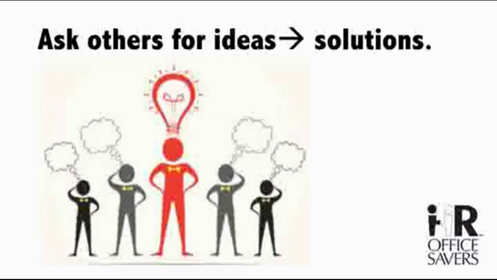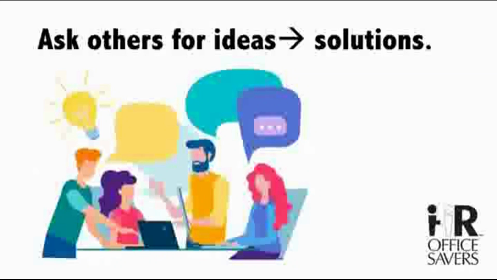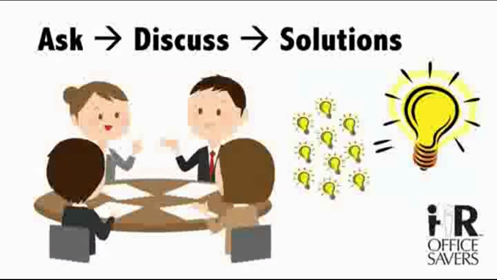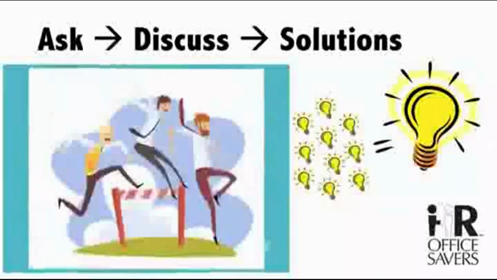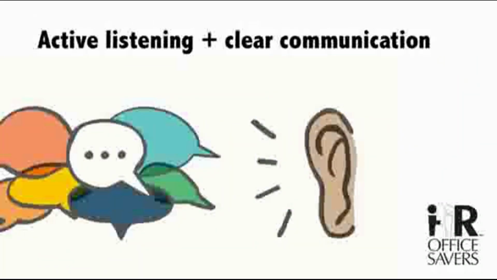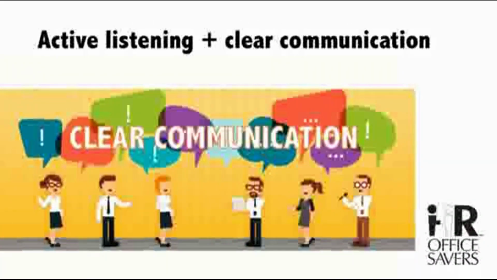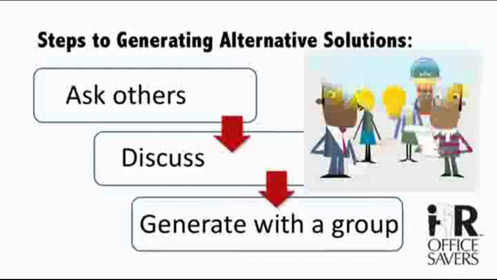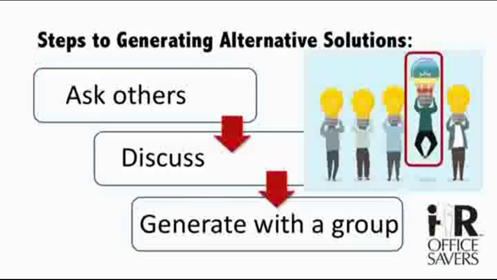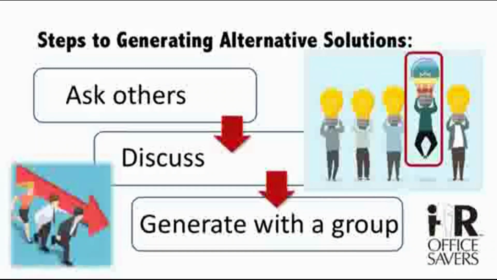Ask the others involved what ideas they have for solving the problem. Discuss the ways in which the alternative solutions might play out, problems they might encounter, and how any obstacles can be overcome. Apply active listening and clear communication throughout. Once you've asked others, then discussed, generate alternative solutions with a group and talk about which one or ones you would all like to move forward with.